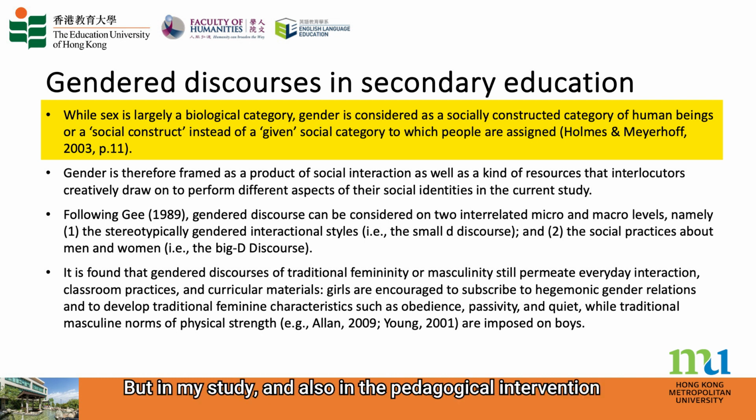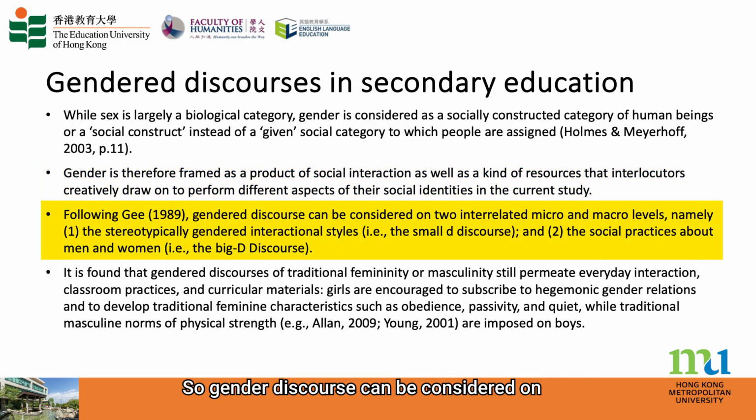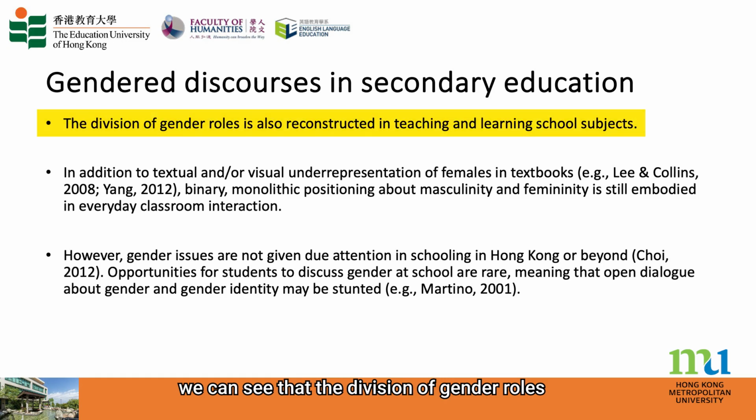But in my study and also in the pedagogical intervention, when I discussed with the teachers, we would like to promote a more fluid view towards gender. And also in the study, I frame gender as a product of social interaction, as well as a kind of resource that interlocutors creatively draw upon to perform different aspects of their social identities in the classroom context. So gender discourse can be considered on two interrelated micro and macro levels, including the interactional styles and also the social practices. If we zoom into our education field, we can see that the division of gender roles somehow is reconstructed in teaching and learning school subjects.